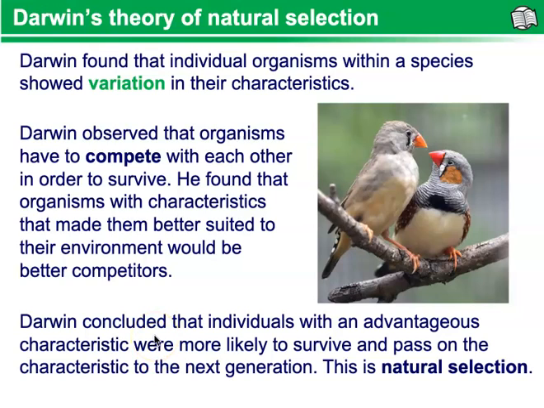Darwin's theory of natural selection was very different. He found that individual organisms within a species showed variation in their characteristics. He observed that organisms have to compete with each other in order to survive. He found that organisms with characteristics that made them better suited to their environment would be better competitors. He concluded that individuals with an advantageous characteristic were more likely to survive and therefore pass on that characteristic to the next generation. He termed this natural selection.